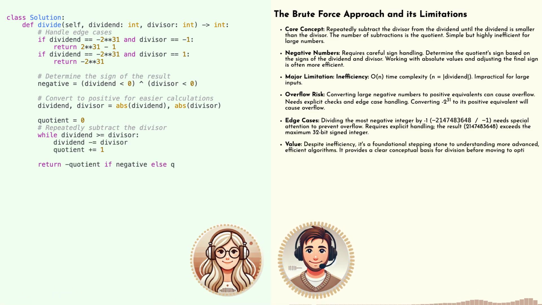But I'm already seeing the problem. What if the numbers are huge? This would take forever. Imagine subtracting 1 from a million over and over again. Right, it would be super slow. So we've got to think, how can we optimize this? How can we take bigger steps instead of subtracting one at a time?